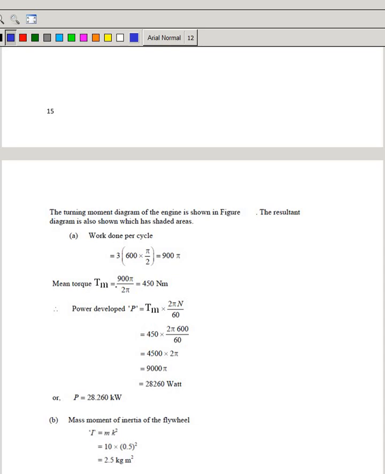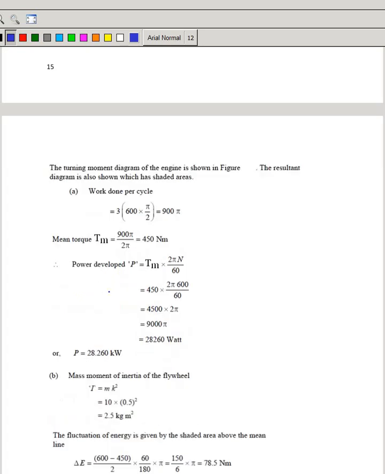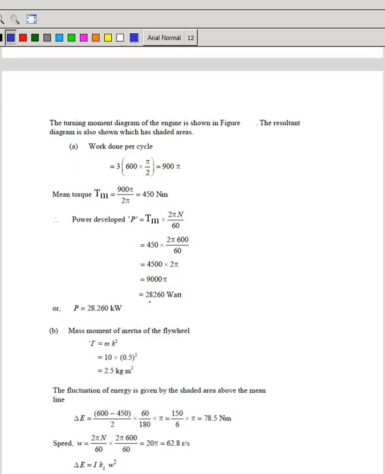So mean torque is this divided by 2 pi. Why 2 pi? Because one revolution is one cycle for a two-stroke engine. This is a two-stroke engine. So 450 Newton meter is the mean torque. And the power developed is the mean torque into 2 pi N by 60. So this is 28260 watt.